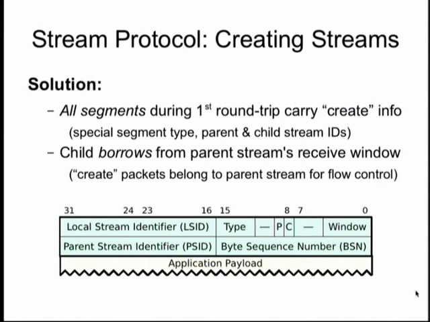And to solve the flow control issue, basically we take advantage of the hereditary relationship of streams, parent and child streams, by saying that any data the parent sends in this initial round trip before it's received the first window update is actually deducted from the parent's flow control window rather than the child's, which doesn't exist yet.